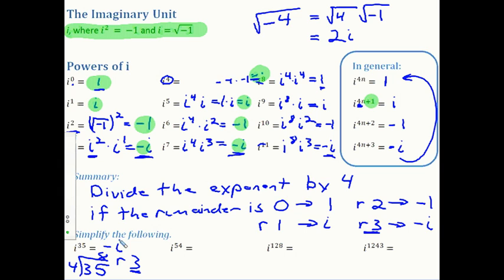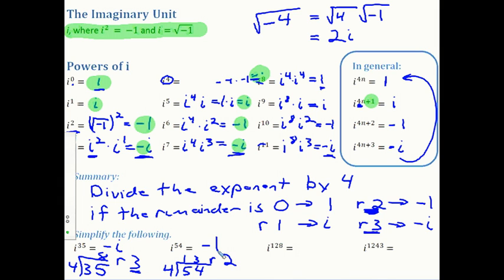That's simplifying that. Here we'll take 54 divided by 4. We should know those pretty well. 13 goes into that with a remainder of 2. So we have a remainder of 2. So that's going to be equal to negative 1.